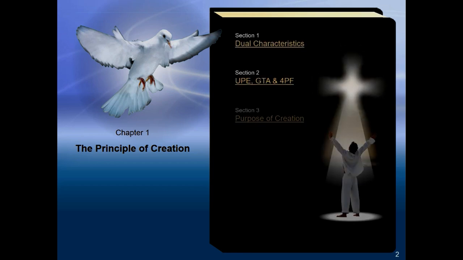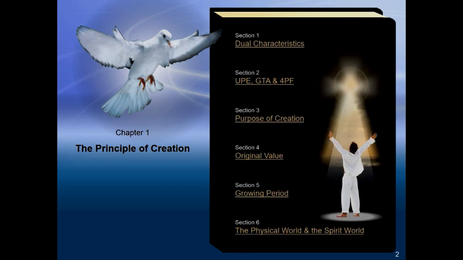This chapter is divided in 6 sections. Section 1 is the dual characteristics. Section 2, universal prime energy, give and take action, and 4 position foundation. Section 3, the purpose of creation. Section 4, original value. Section 5, growing period. And Section 6, the physical world and the spirit world.